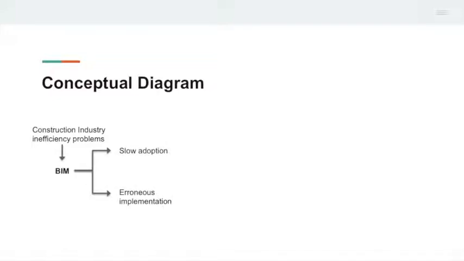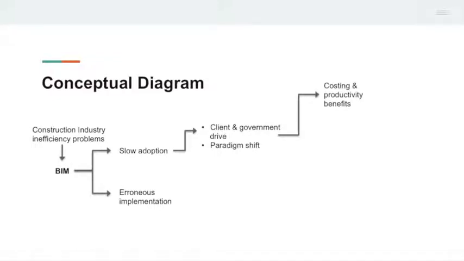To better understand the proposal, a conceptual diagram can help explain the process of construction industry inefficiencies that can be greatly reduced by the technology called BIM. The proposal will look at 2 issues: slow adoption and erroneous implementation. Slow adoption may be greatly reduced or eradicated by client and government drive and a paradigm shift within the industry. They must be presented with costing and productivity benefits such as EVM, Earned Value Management.